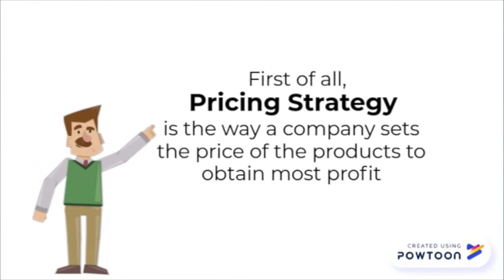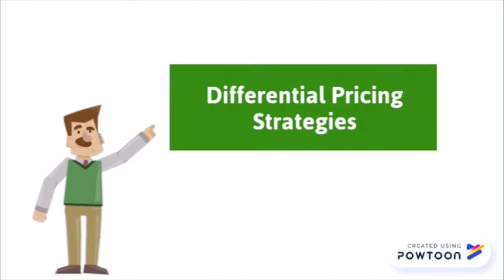First of all, a pricing strategy consists in the way that companies set the price of the products in order to obtain the highest profit. We can divide price strategies into three big groups: differential pricing strategies, competitive pricing strategies, and product line strategies. The first one is differential pricing strategies. In this group, the same product can be sold under different prices to consumers.